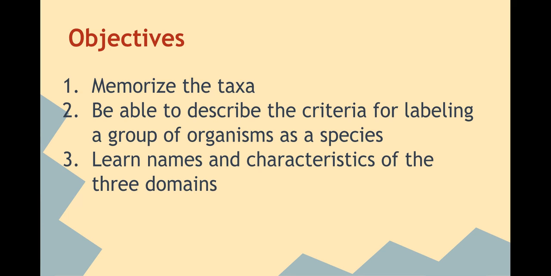Then you're going to be able to describe the criteria for labeling a group of organisms as a species. There's two criteria. In order for us to say something is a species, it has to meet both criteria. Then you're going to learn the names and characteristics of our three domains, because our modern system of classification is known as the three-domain system.